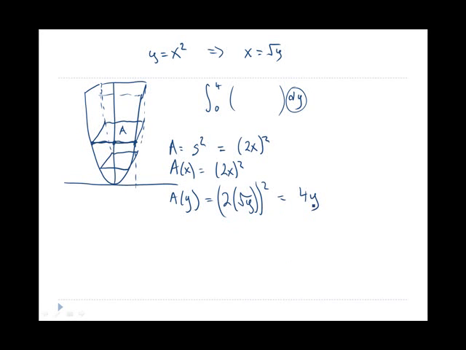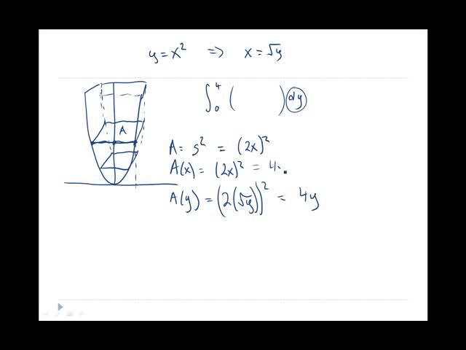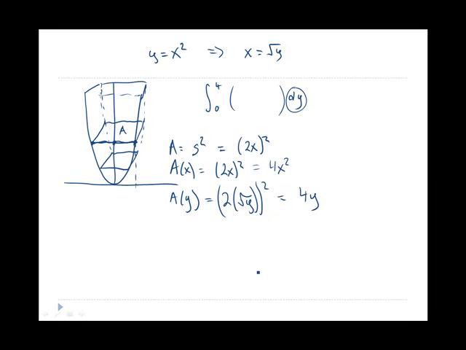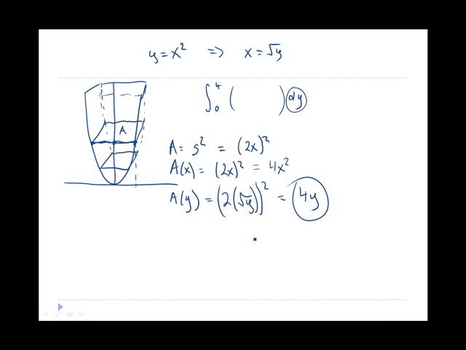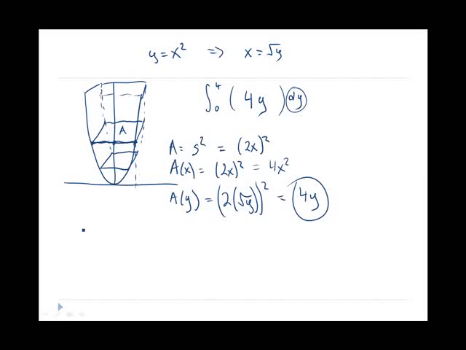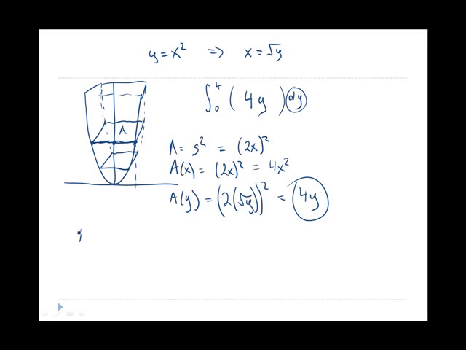So the area in terms of y is 4y, or the area in terms of x is the quantity 2x squared. We could have also just written this as 4x squared, right? And then you know x squared is the same thing as y, so that would become 4y. So that may have been an easier way to think of it. Okay, but the area comes out to 4y when it's in terms of y. So that's our integral. And now that's pretty easy to integrate.